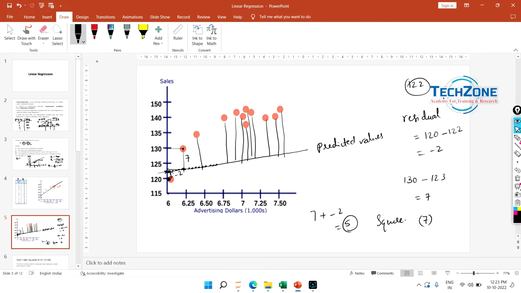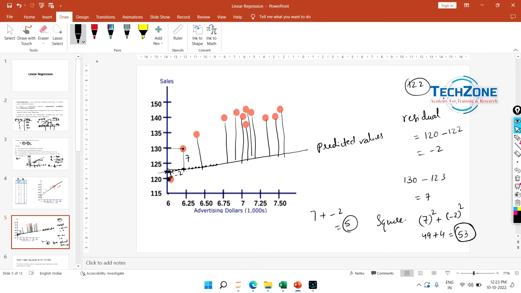So first it is 7 squared, plus minus 2 squared. So this is 49 plus 4. So how much is this now? 53.